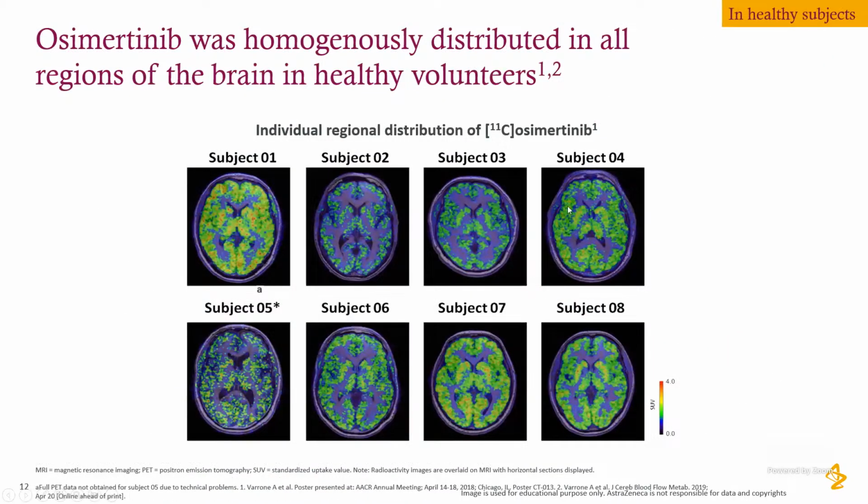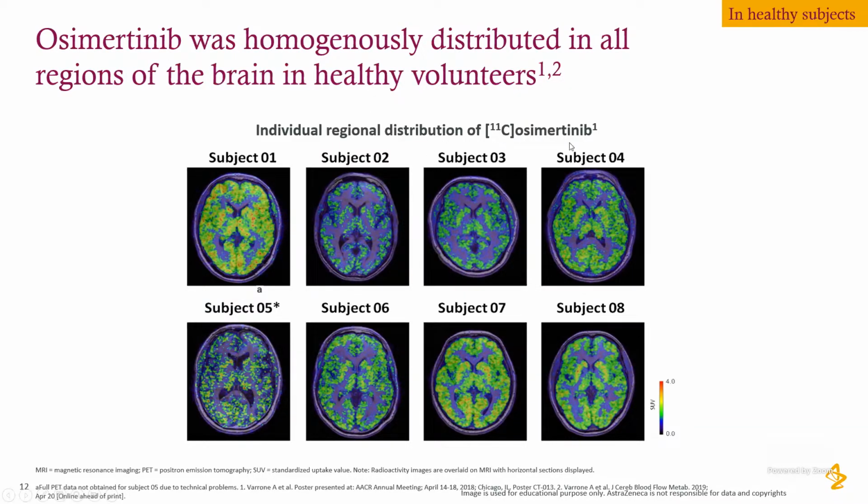This is the brain imaging which was presented at the radiology conference in Chicago. What they have done is a full body PET with 11C osimertinib in healthy individuals, normal subjects who have no history of carcinoma or non-small cell lung carcinoma. They are all healthy volunteers.